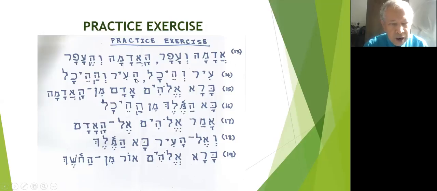the reason why we have the qamets here instead of the segol, you notice that both of them come before a word that begins with ayin. The difference is this. In afar, the accent is not on the ayin. The accent is not on the syllable. The accent is on the last syllable, far. So the rule says that when the definite article comes before an unaccented ayin, then it should have the vowel segol.